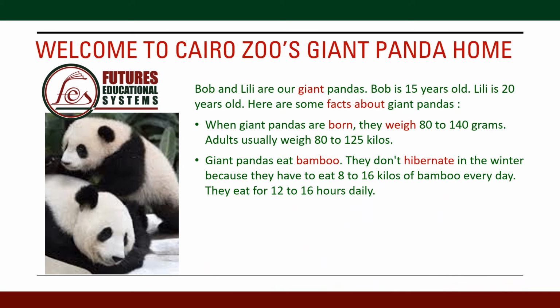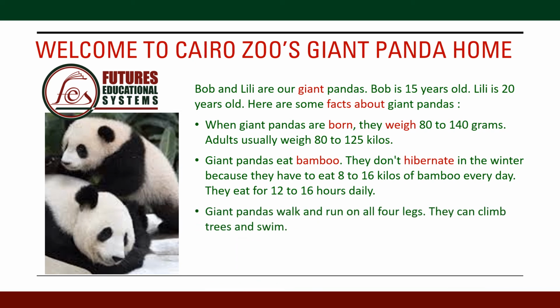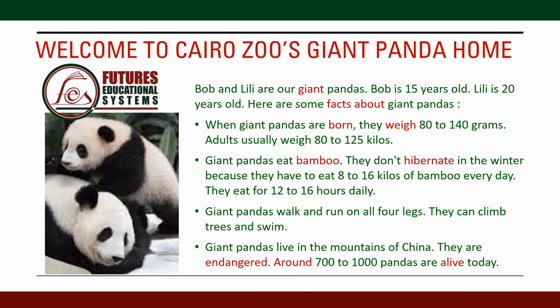Giant pandas eat bamboo. They don't hibernate in the winter because they have to eat 8 to 16 kilos of bamboo every day. They eat for 12 to 16 hours daily. Giant pandas walk and run on all 4 legs. They can climb trees and swim. Giant pandas live in the mountains of China. They are endangered. Around 700 to 1,000 pandas are alive today.